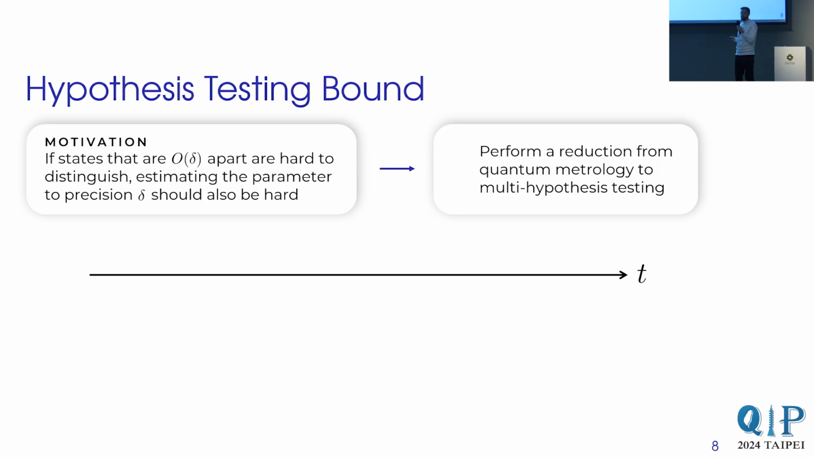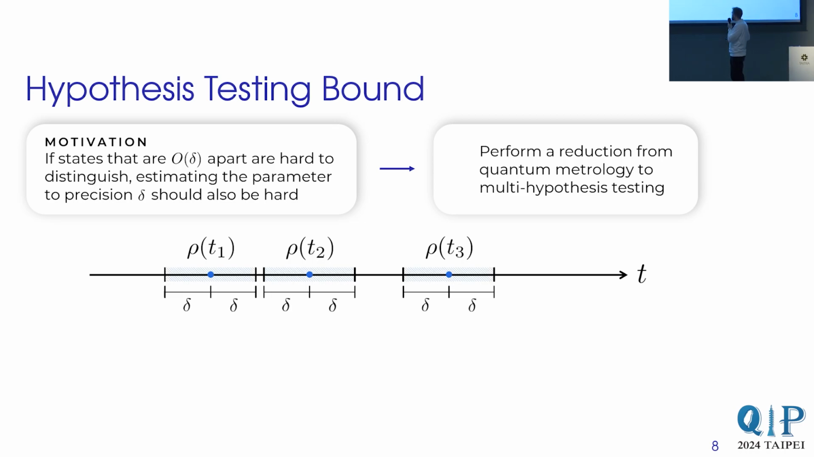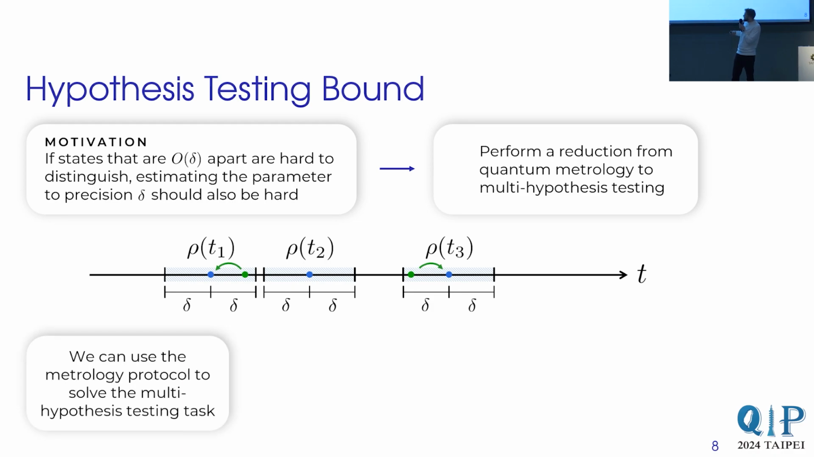Basically, you imagine you have a parameterized set of states, and now you choose 3 of them, at 3 different values of the parameter. And now you ask, what is the probability of hypothesis testing these 3 parameters? So you want to design a hypothesis testing POVM for these 3 quantum states. And if we remember that this was a metrology problem in the first place, we can solve the hypothesis testing task using the metrology protocol by just running the literal metrology protocol and then predicting, as I did here with these green dots, the closest state in parameter.